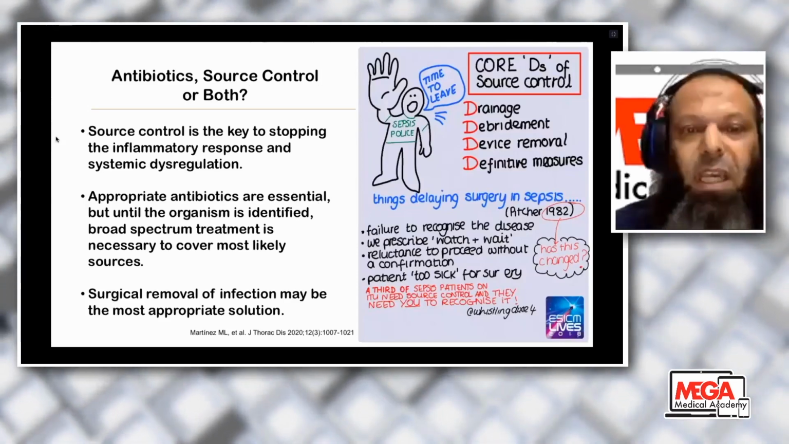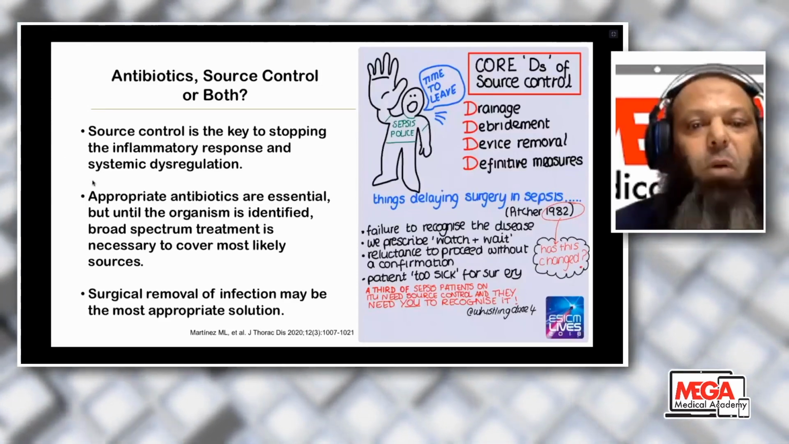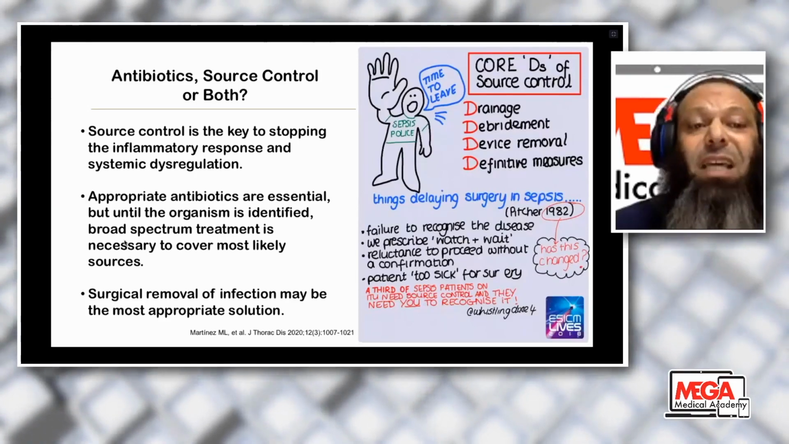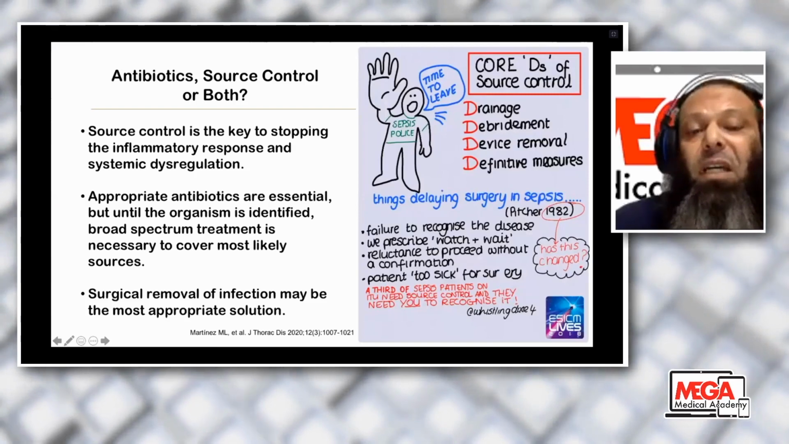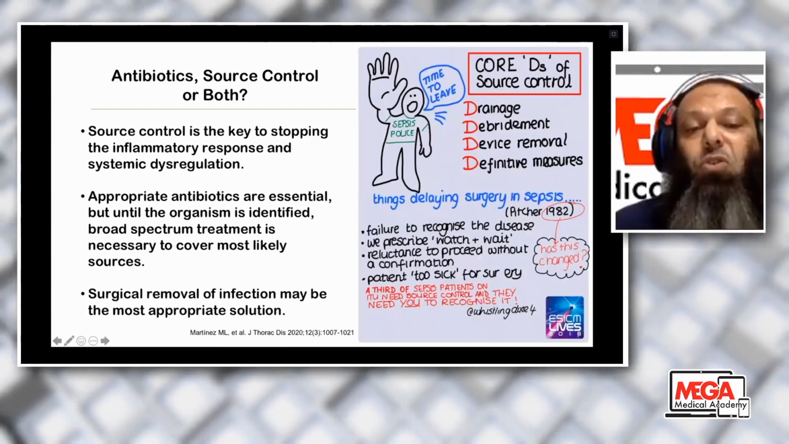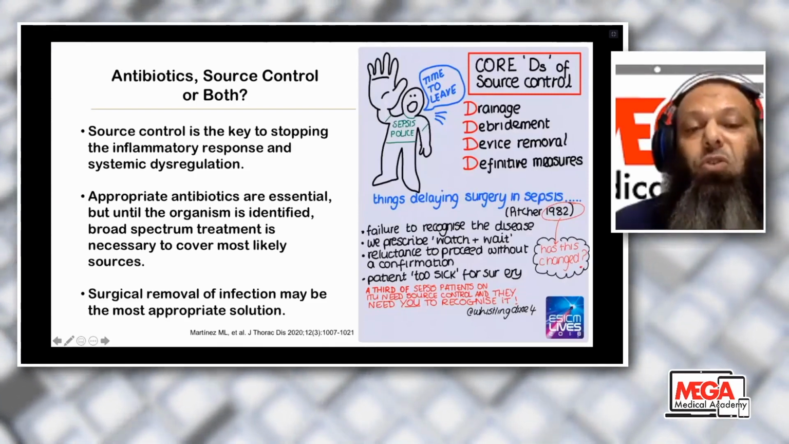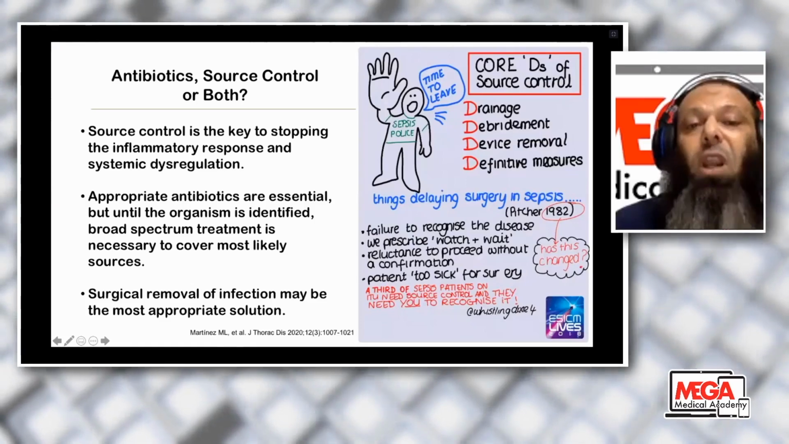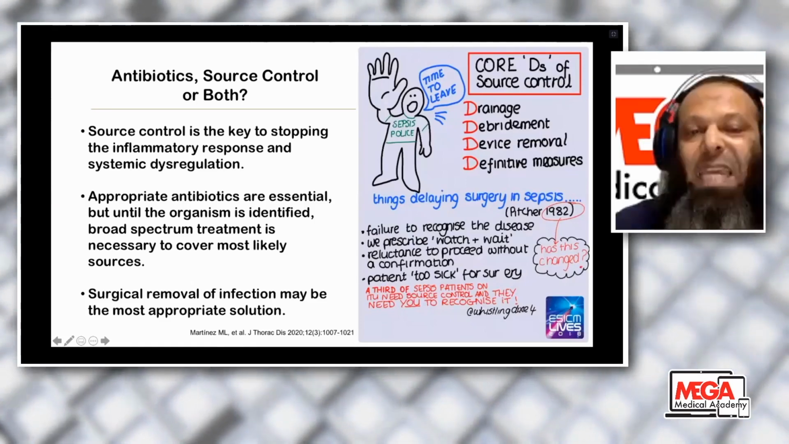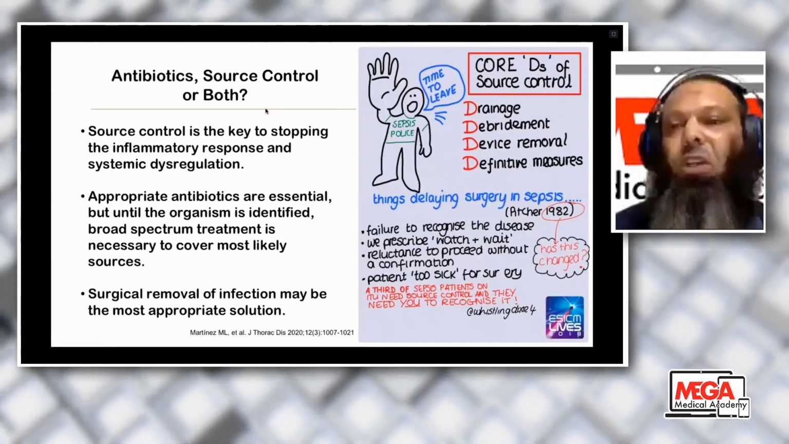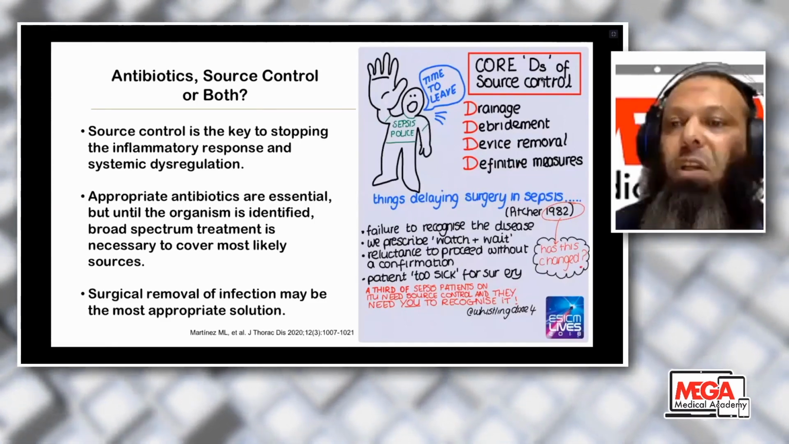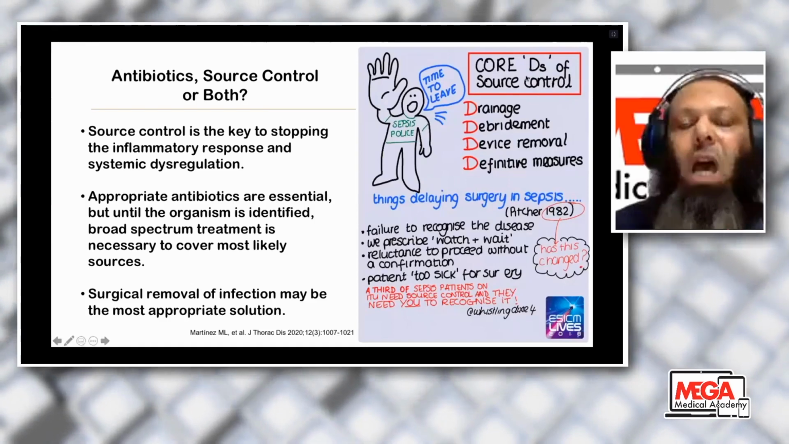For the antibiotics, appropriate antibiotics, yes, are essential. But until the organism is identified, broad spectrum antibiotic treatment is necessary to cover the most likely sources. Source control is usually the key to stop the inflammatory response and the cascade of systemic dysregulation. So the core of source control is the 4 Ds.